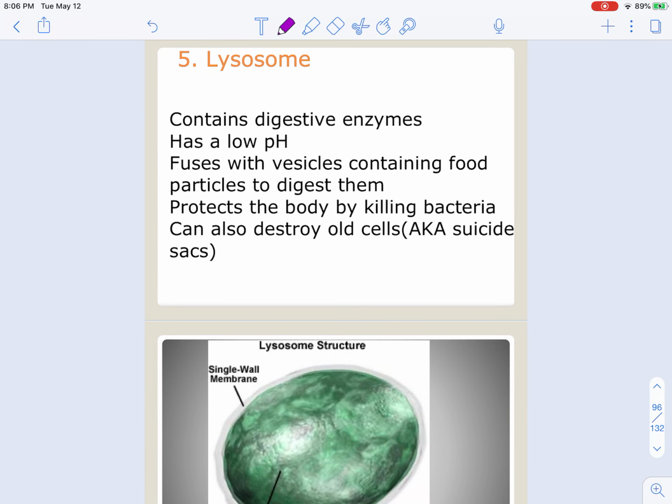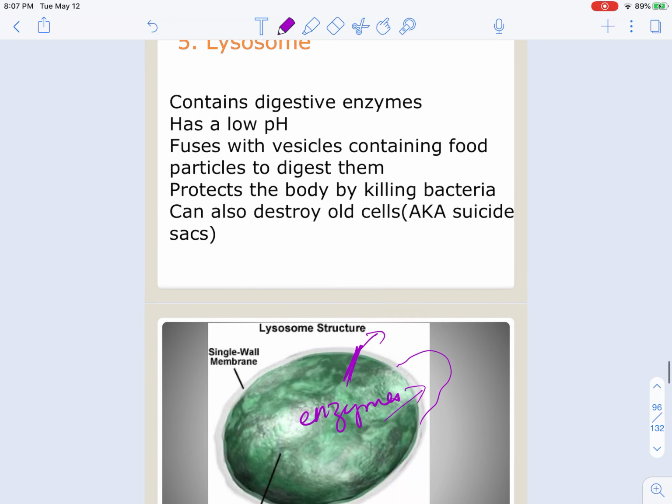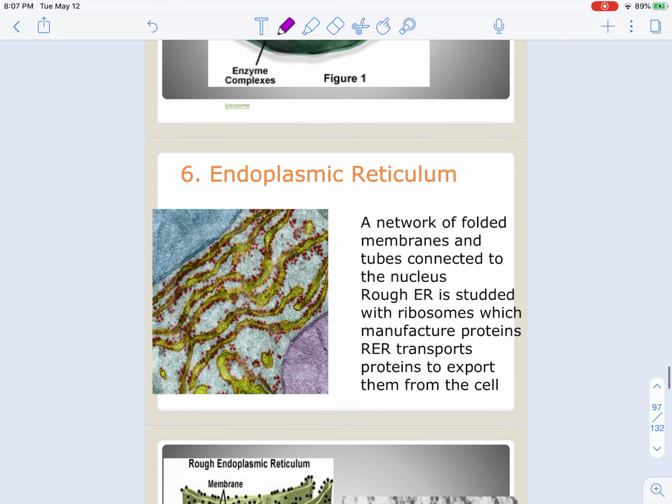Lysosomes are little sacs of enzymes that will digest food particles. And so when a food particle comes into the cell, a lysosome joins with that food particle so that the enzymes can break it up into smaller pieces. Incidentally, they call it a suicide sac because if the cell is damaged, worn out, or dying, the lysosome will burst open, let its enzymes out, and that's how the cell just gets rid of itself.